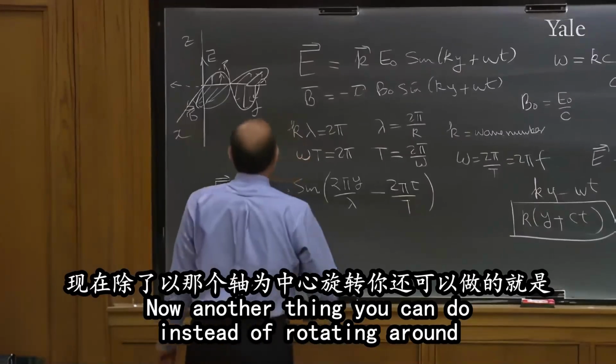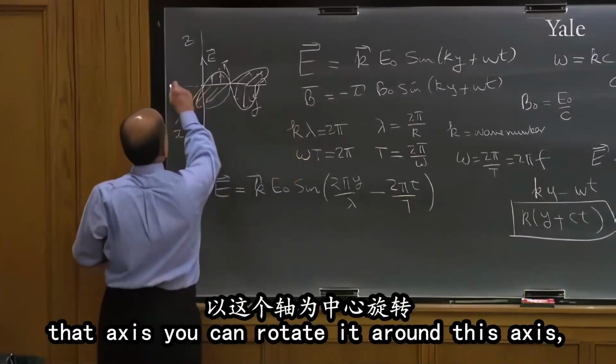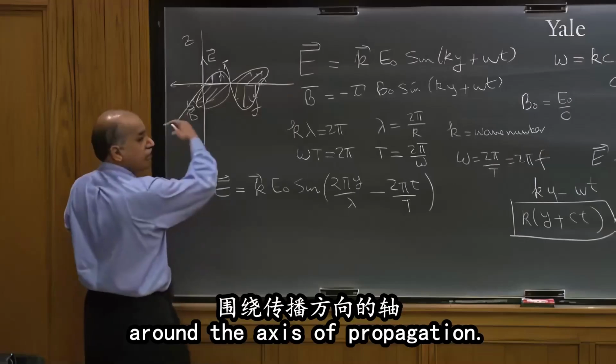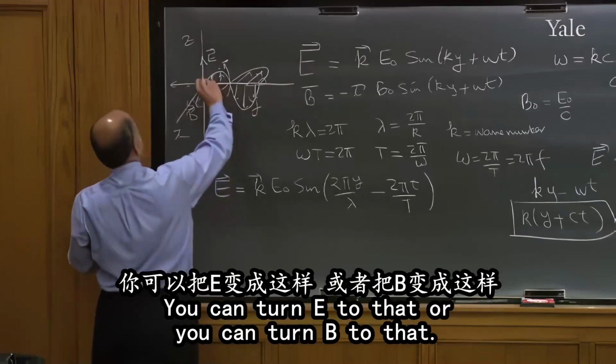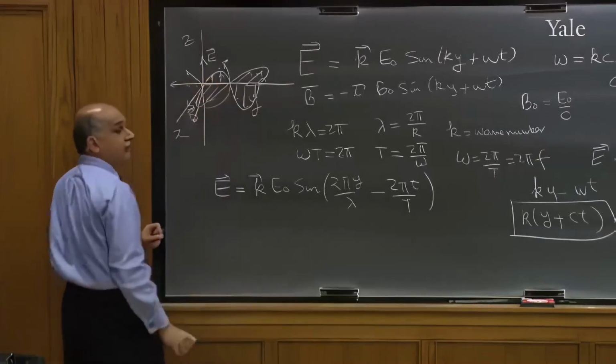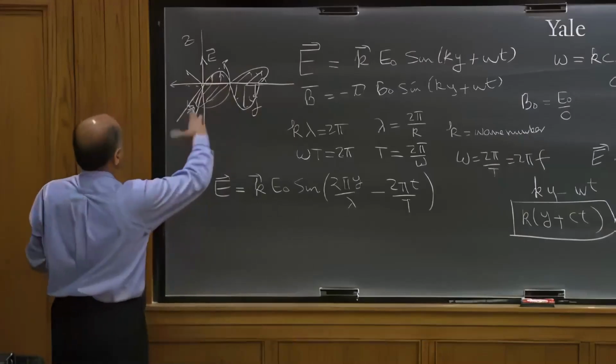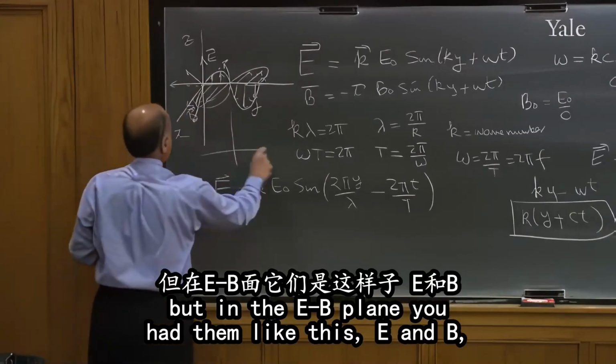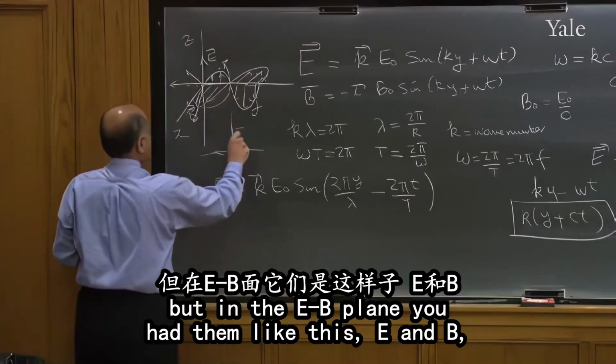Now, another thing you can do, instead of rotating around that axis, you can rotate it around this axis, around the axis of propagation. You can turn E to that, and you can turn B to that. I'm not good at drawing pictures, but in the E-B plane, you had them like this, E and B.